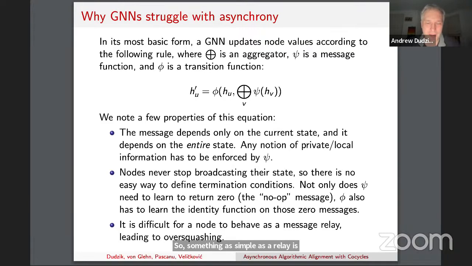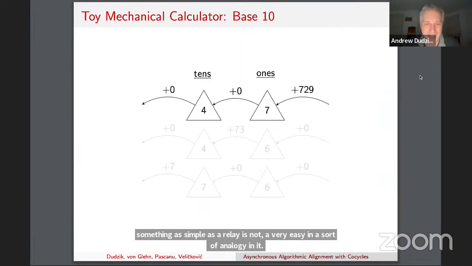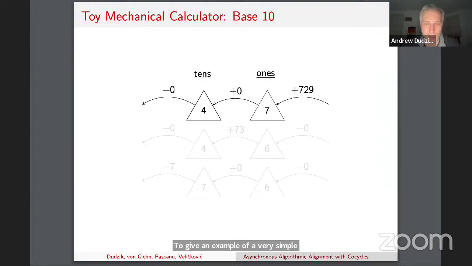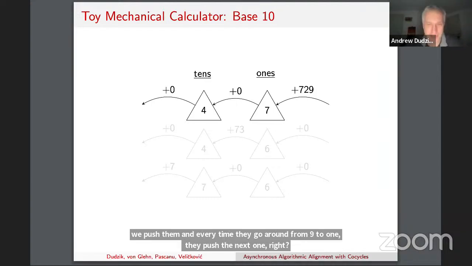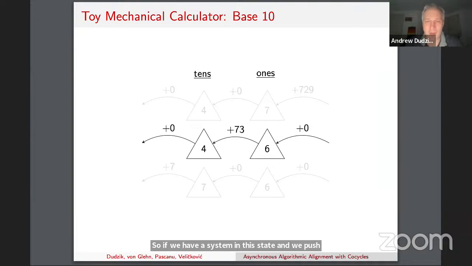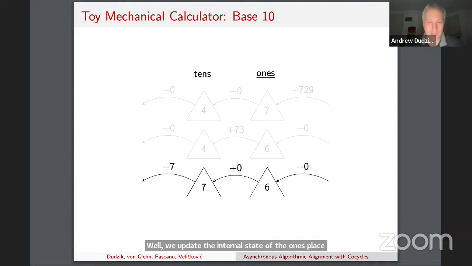And to give an example of a very simple task that is probably quite difficult to learn in a typical GNN relative to how simple it is: a mechanical calculator. The nice thing about this is you can actually build one of these. We have number wheels with digits 0 through 9, and we push them, and every time they go around from 9 to 0, they push the next one, right? So if we have a system in this state and we push it 729 times, what happens? Well, we update the internal state of the ones place, and then we carry a 73, and then we update the tens place, and we carry the 7, and that's handled as we go.